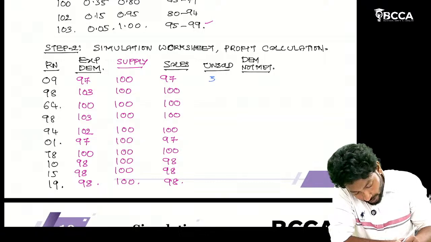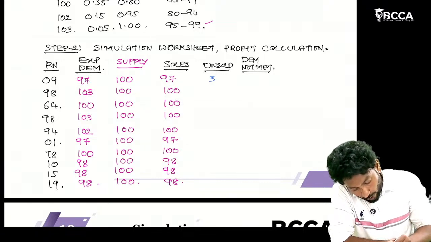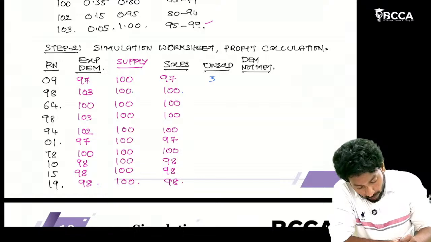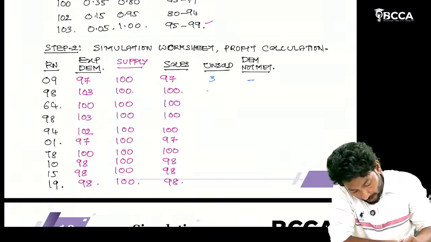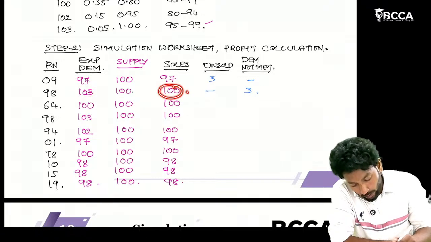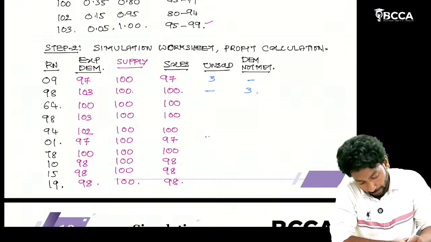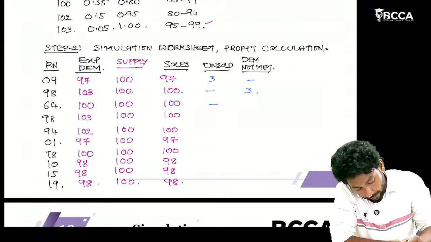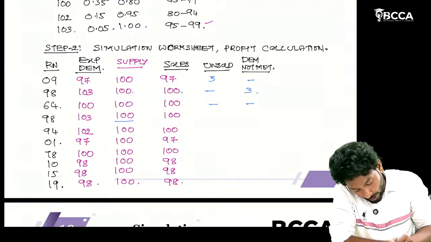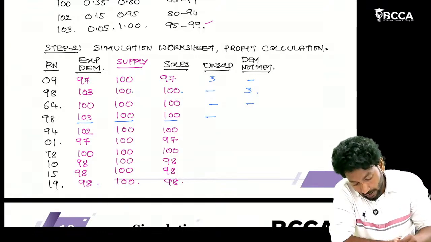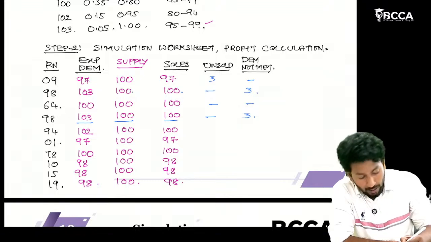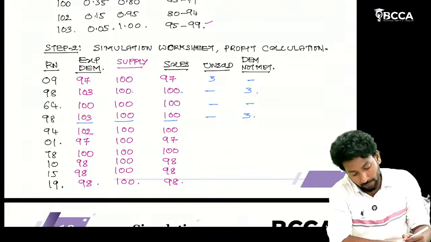3 unsold units. Next one, we have produced 100 and sold 100, but demand not met units will be there, sir. Demand not met 3 units. Demand is 103, but we sold 100 only. For 3 units, demand was not met. Produced 100, sold 100. Produced 100, so demand is 103. Sold 100. So unsold units are not there. There will be unsatisfied demand for 3 units.